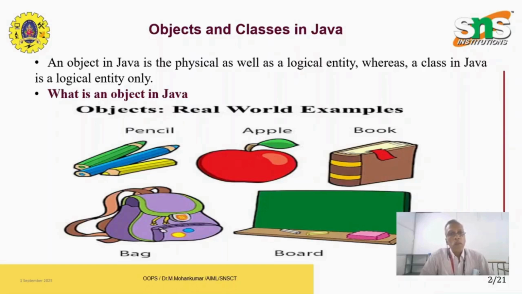What is an object in Java? In the real world, we see a lot of objects, such as pencil, apple, book, bag, board, whatever things we are seeing. These lifeless things we call objects. But how we are going to incorporate these objects with the Java programming language, we are going to see in this PPT.